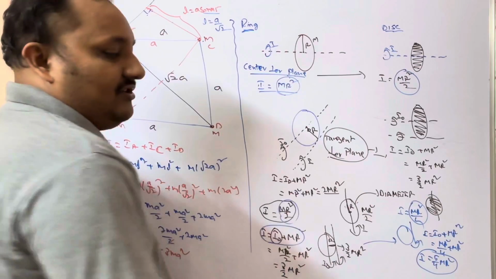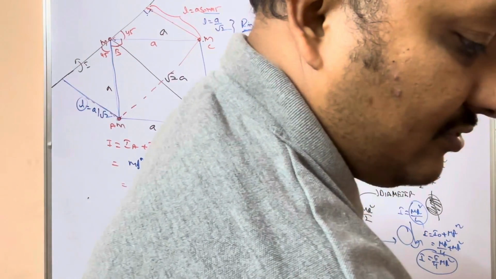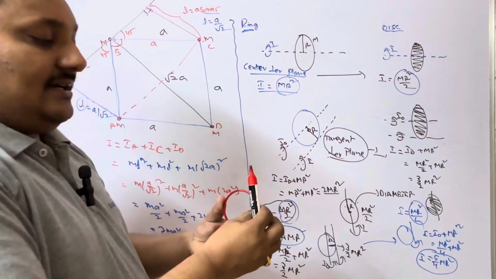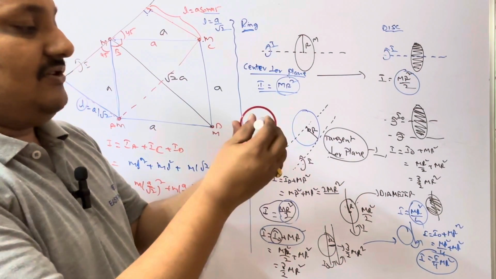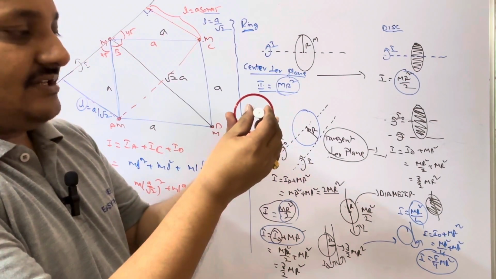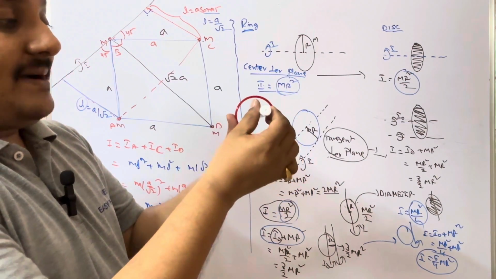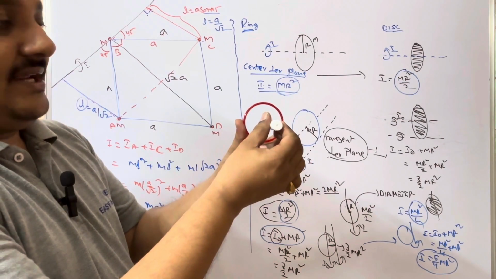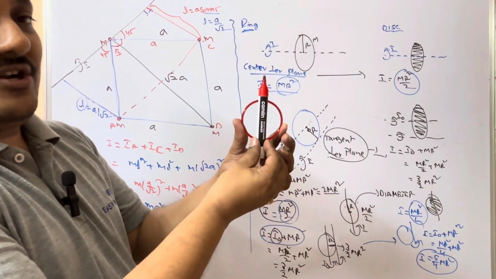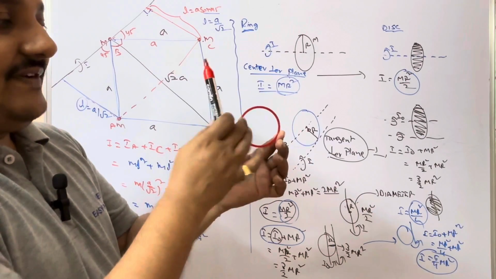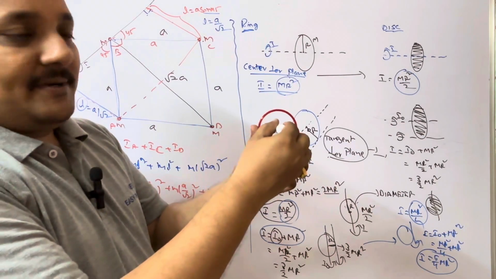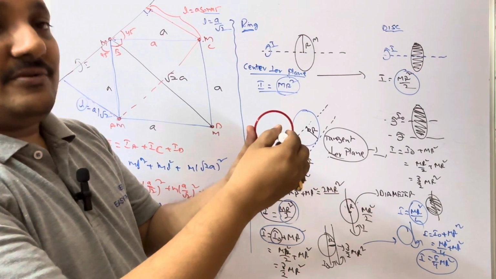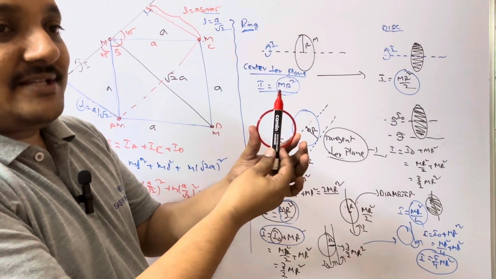So logically you have to remember. To remember, this is the logic you can use. Ring you can take, and the axis you can change. Names you have to recall. Passing through its center perpendicular to plane, mr square. About diameter, half of this, mr square by 2. If it is disc, passing through its center perpendicular to plane, mr square by 2. So about diameter, half of that, mr square by 4.